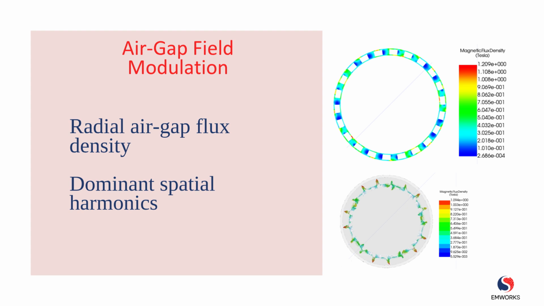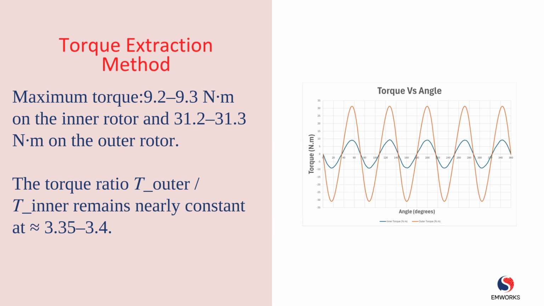Air gap flux density plots reveal the spatial harmonics responsible for torque production. Dominant harmonics match the expected pole pair interaction. This confirms correct magnetic field modulation. Torque is obtained using a static transient magnetic sweep. Torque is computed at each relative position.